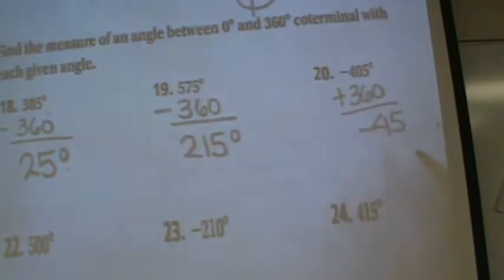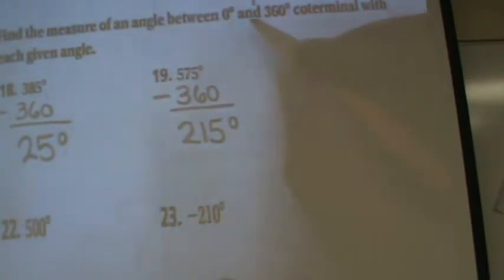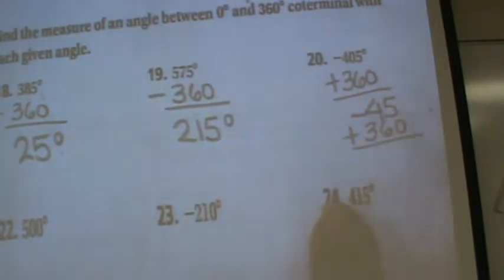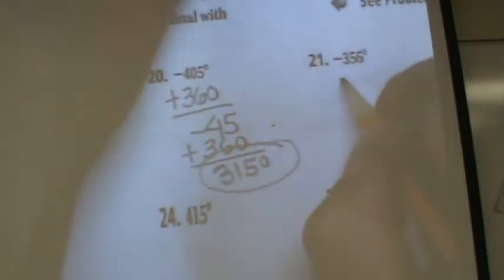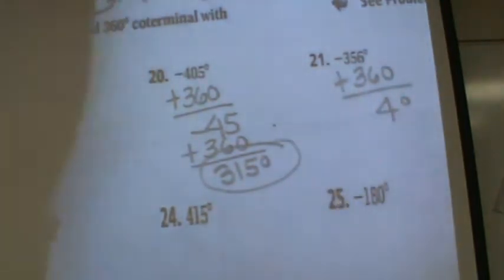Now, why did Nick say add 720? Because the first time around still does not give us an angle between 0 and 360. So what he did was he added two multiples of 360, which is 720. And what's the final answer? 315. 315 is the answer. How about the next one? Add 360 to that. You get 4 degrees.